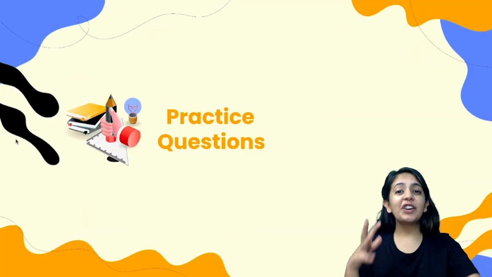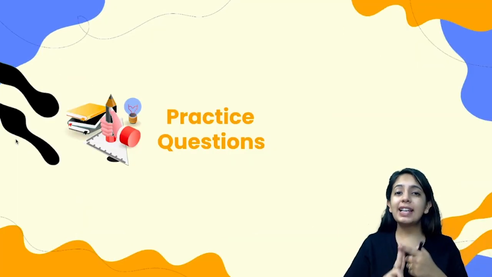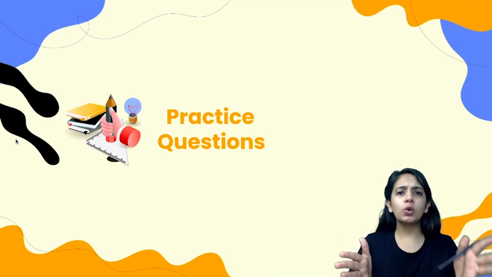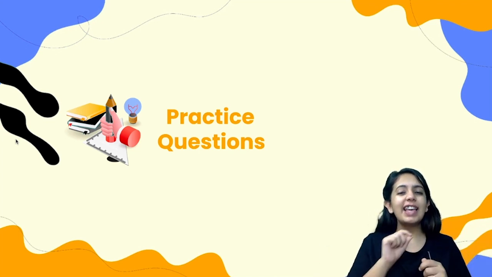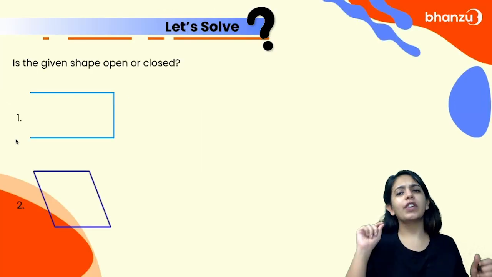In this session, we are going to practice everything that we have learned in this chapter, be it point, line segment, ray, open shapes, closed shapes, polygons, angles, everything. So let's start with the questionnaire rounds. The very first question over here is this.